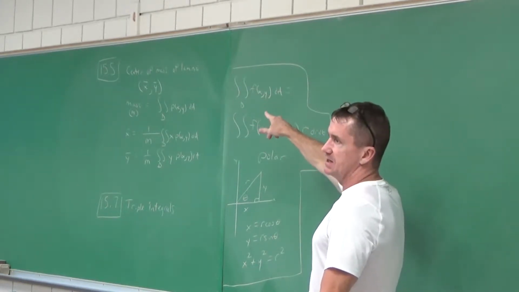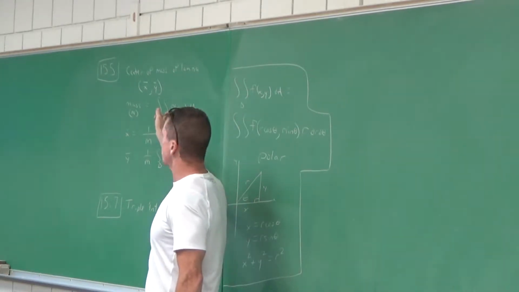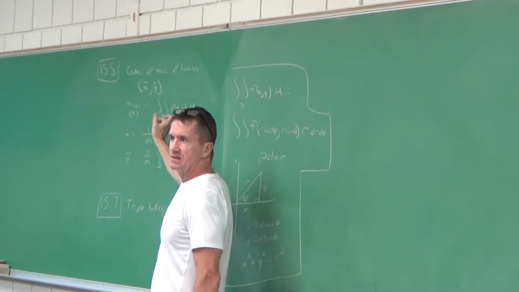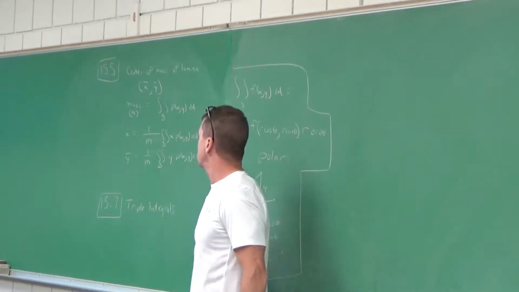That was the last thing we did. We had to find either the mass or the center of mass. This rho of x, y, just remember that's the density. That's the density that they're talking about, so that's what that rho of x, y is.